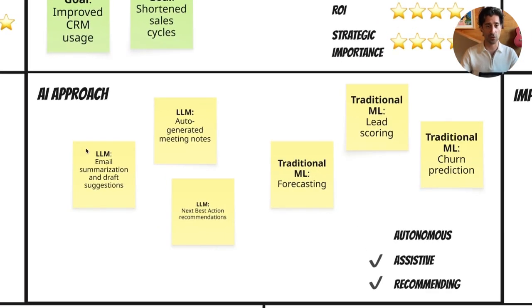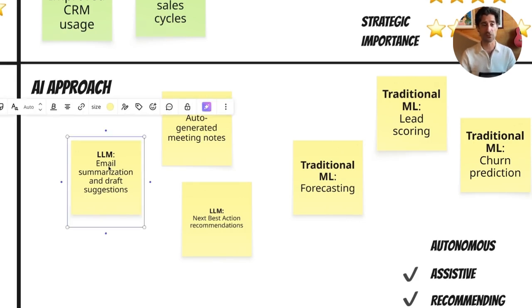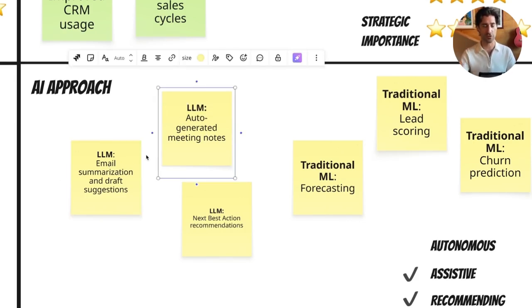The approach was twofold. One is using LLMs, things like the technology behind ChatGPT, for example, where you can summarize emails and draft suggested responses. I'm sure you've seen tools that do something like that. Having the AI, the LLM, take auto-generated meeting notes, and then also having the LLM generate best next actions as a recommendation. So assuming all the touch points that the sales rep had with the customer, what would be the next best action for that person?